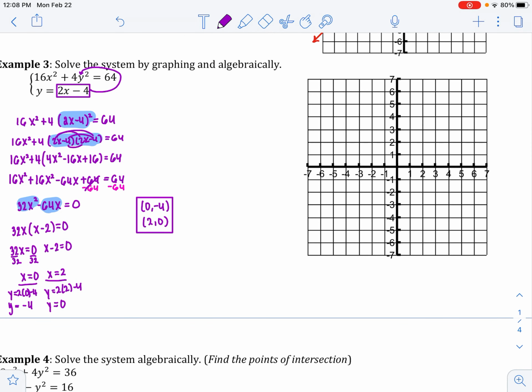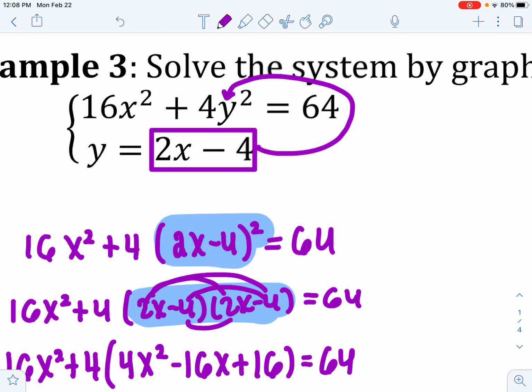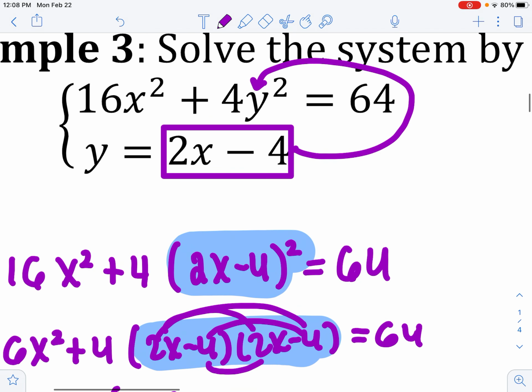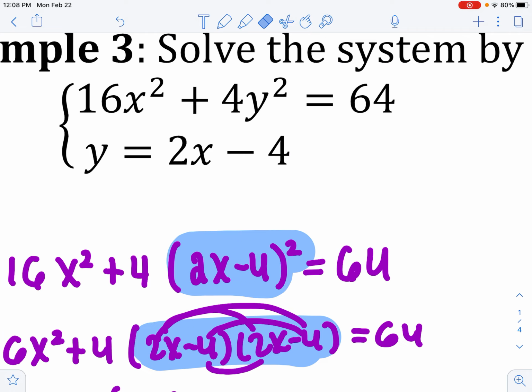Okay, so I just solved that algebraically. Now let's do it graphically to see that we get the same answer. So I need to graph both of these. The first one we already said is a quadratic, but what type of quadratic is it? Is it a parabola, ellipse, hyperbola, or a circle? So let's look to find out.